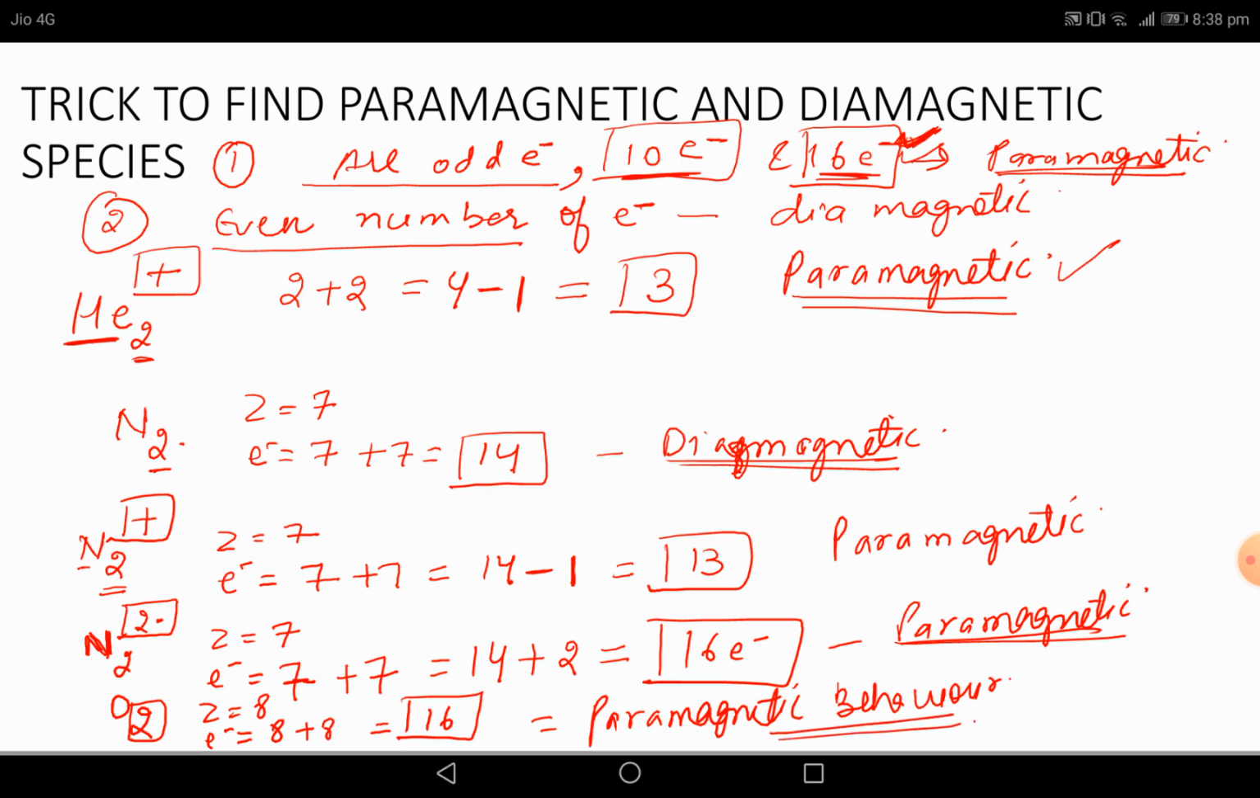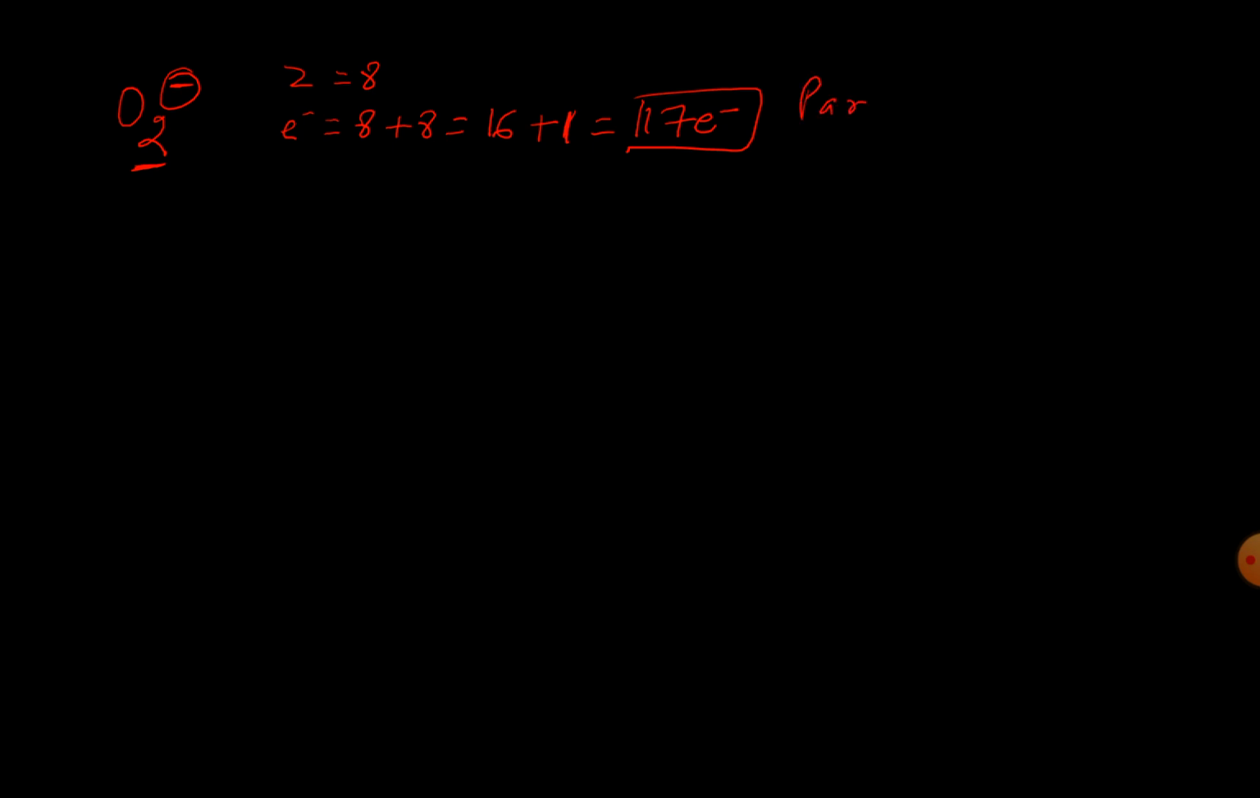Now let me take a few other examples for you. Let it be O2 negative. The atomic number is equal to 8. The number of electrons is 8. Total 2 oxygen we are having, so 8 plus 8 is equal to 16. But don't forget this negative charge. It means 1 electron has been gained. So how many are we getting? 17. 17 means that it is again paramagnetic in nature. So it is so easy for us to find it out.